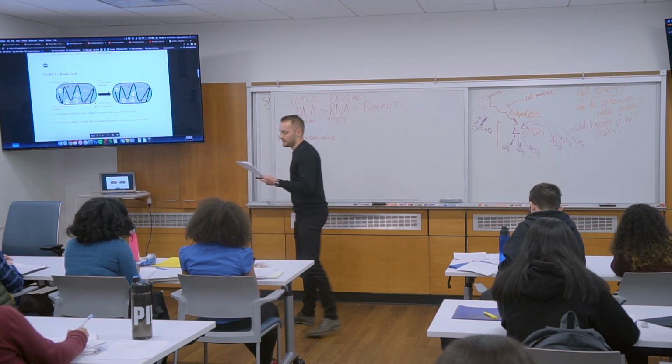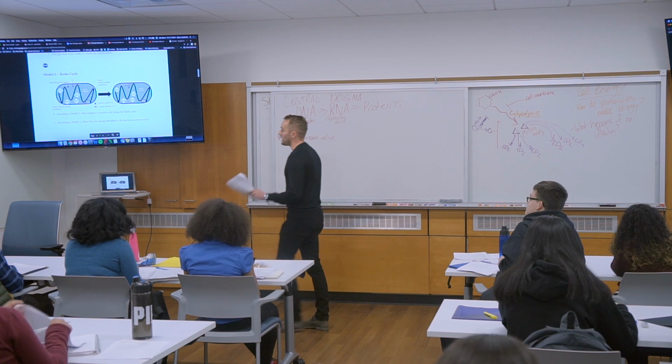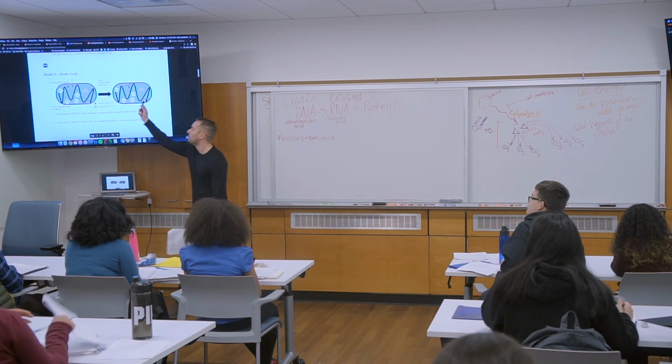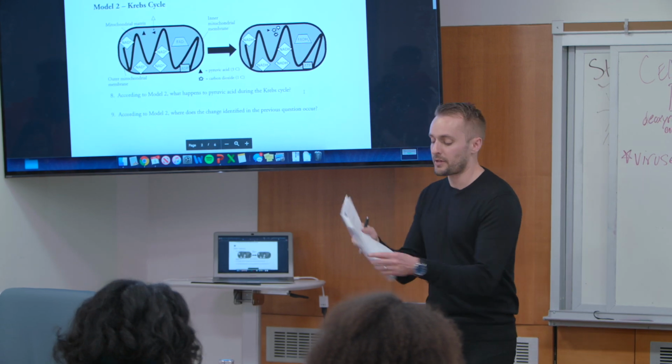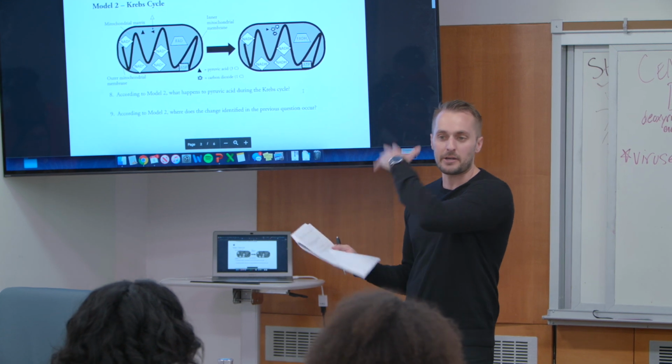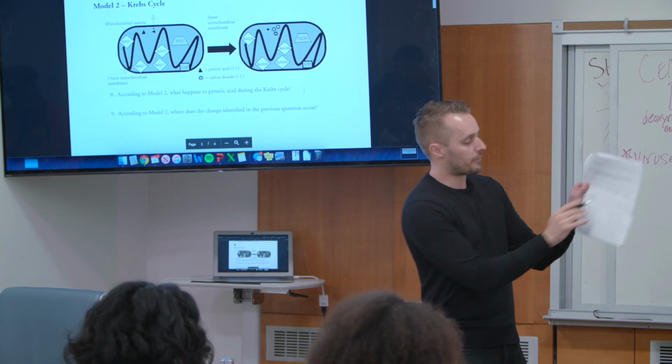Looking at this, let's figure out how many ATP I made. How many ATP did I make? 1. So this is just the first cycle. But guess what? In the second cycle, it's the exact same. So you can put a 1 and a 1.